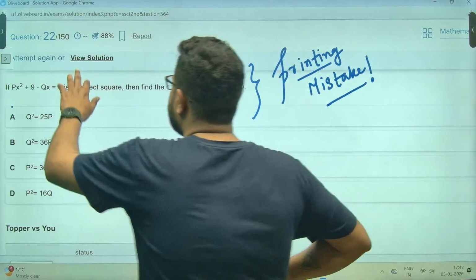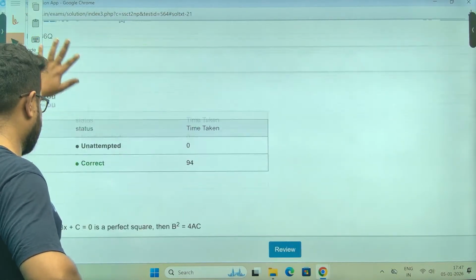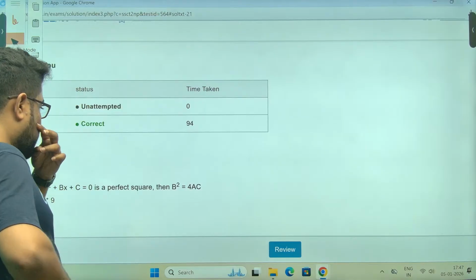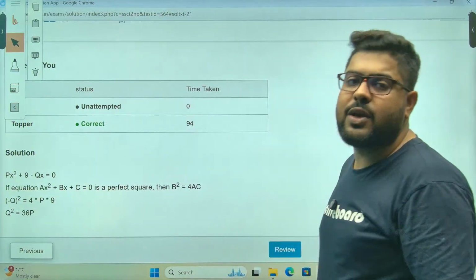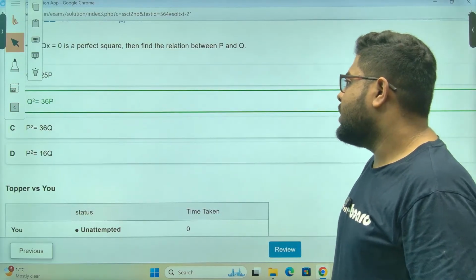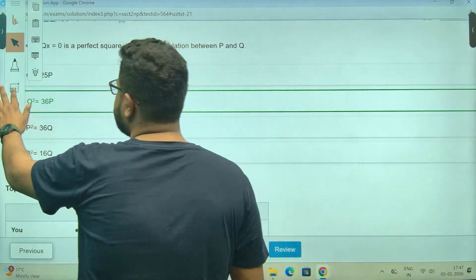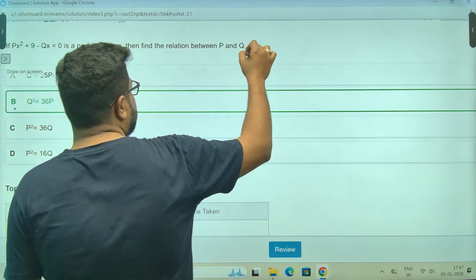Let me see the solution for a second. I might get the idea of what it actually would have been. Here also, perfect. B square minus 4ac equal to 0, meaning equal roots. What have they done here? No sir, there it is incorrect. Sir, there is some mistake in this question. Okay, there is a mistake in this, sir.